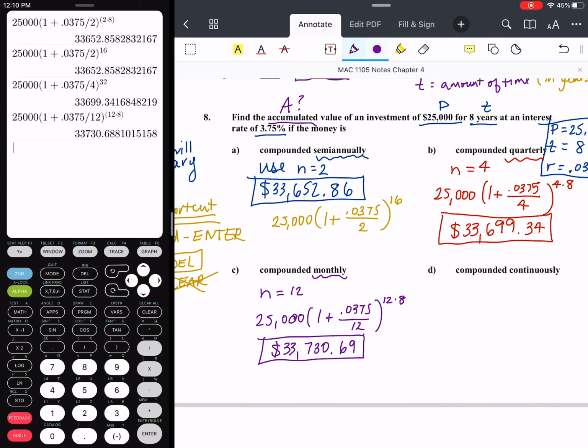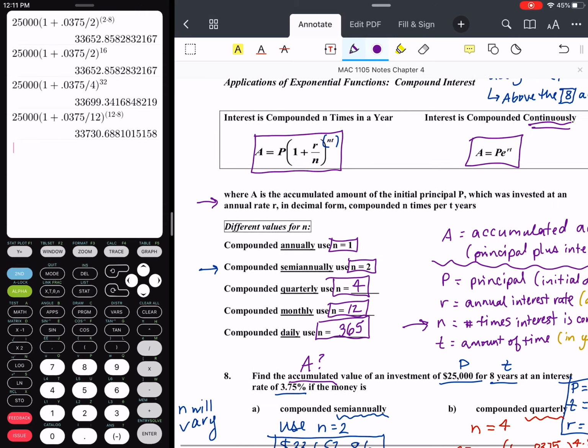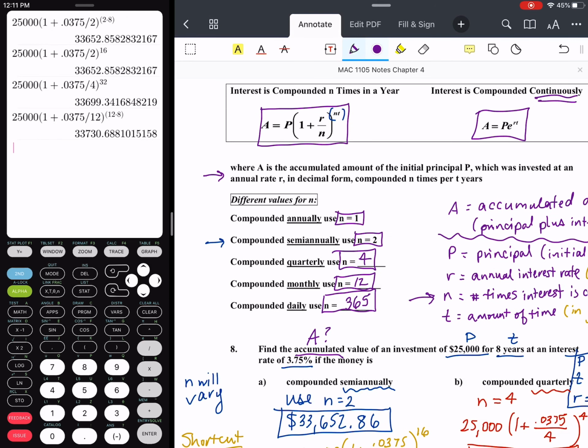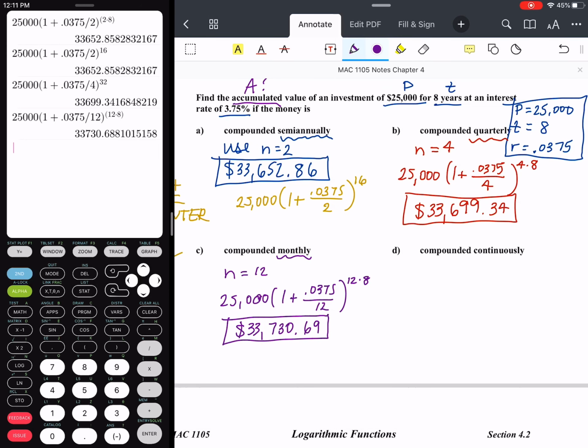All right, so last we have part D, compounding continuously. And that's when we bring in this other formula. So if you see continuous compounding, you're going to use a totally different formula. A equals P times e raised to the power rt. So we've got the same players. P is your principal. r is still your interest rate. t is still your time. And then we just have this new base of e, that irrational constant. All right, so we're going to type into our calculator, A equals P times e raised to the power rt.